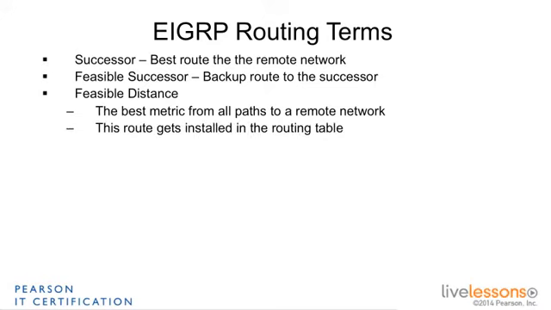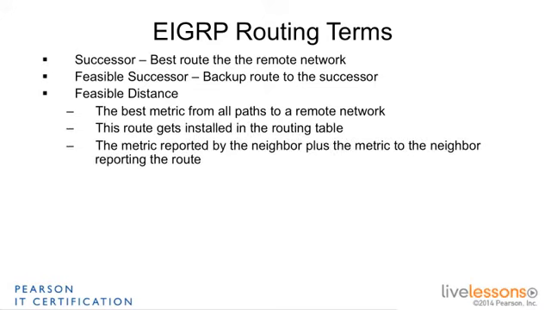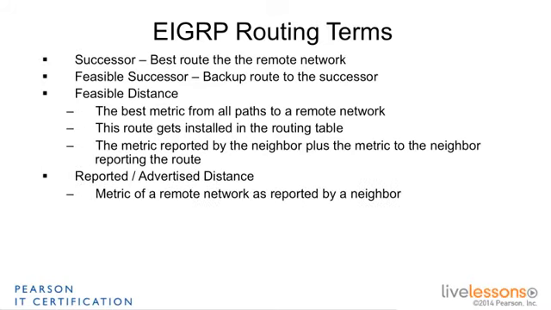This route is the route that gets installed in the routing table. This metric is the metric reported by the neighbor plus the metric to the neighbor reporting the route. Reported and advertised distance is the metric of a remote network as reported by a neighbor.